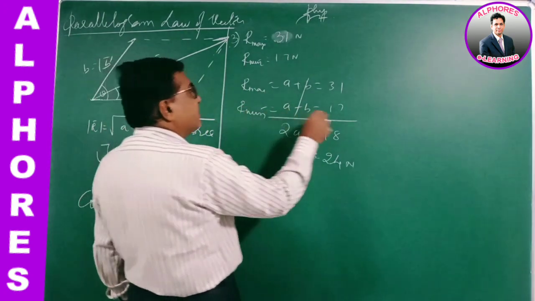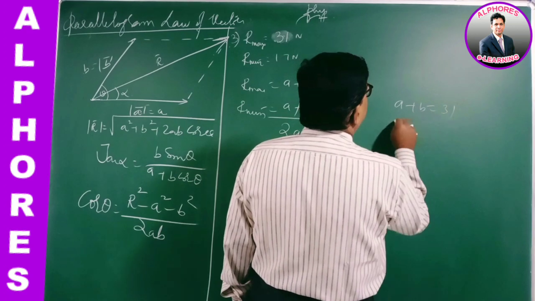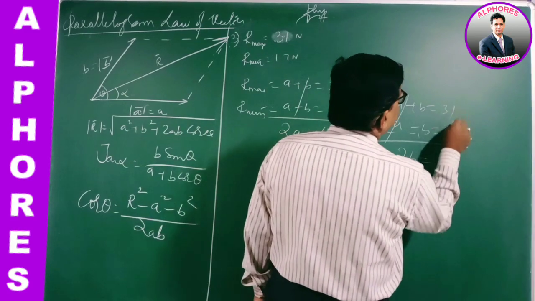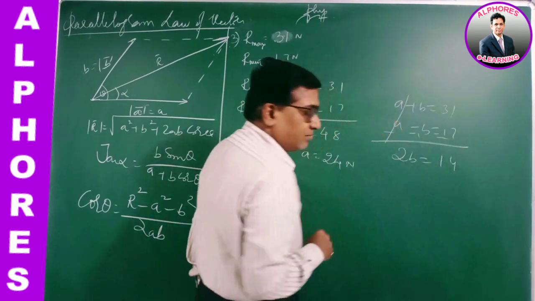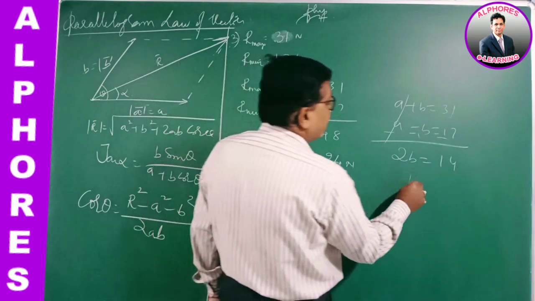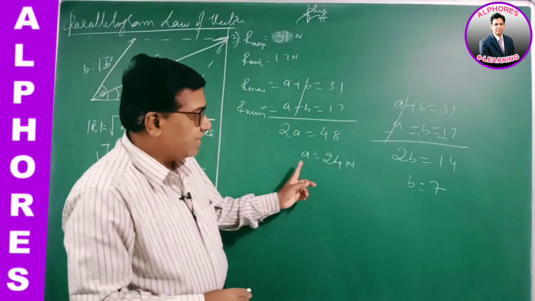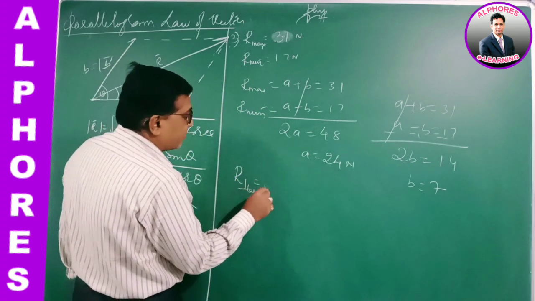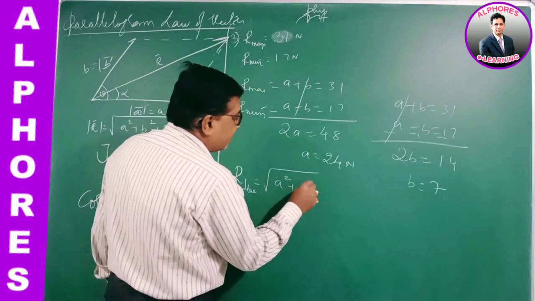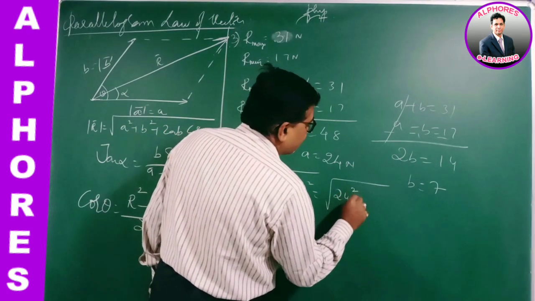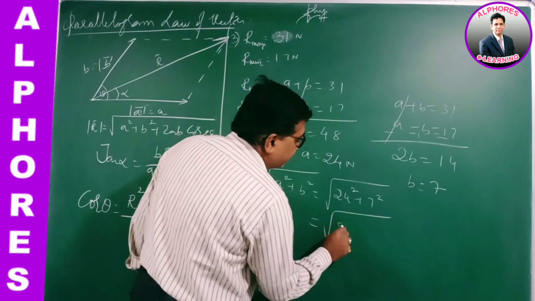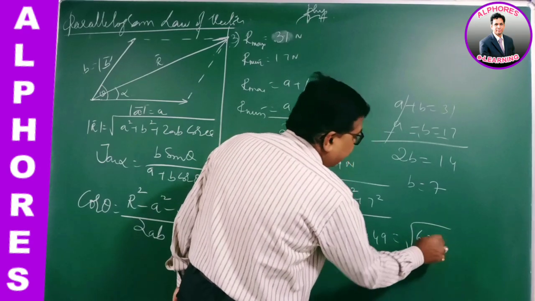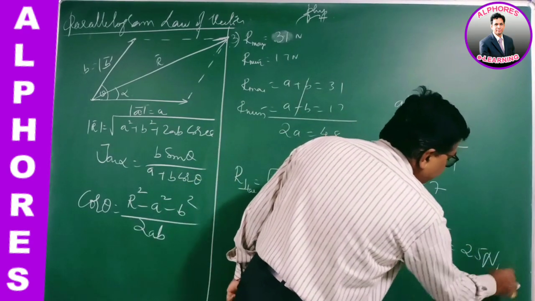And if I subtract these two, A plus B is 31 and A minus B is 17, so 2B I will get as 14, then B is equal to 7. So I get A is 24, B is 7. Now we are asked to find the perpendicular resultant. The perpendicular resultant is root of A square plus B square. So it's the square root of 24 square plus 7 square. 24 square is 576, plus 49. Under root of 625, the answer is 25 Newton.